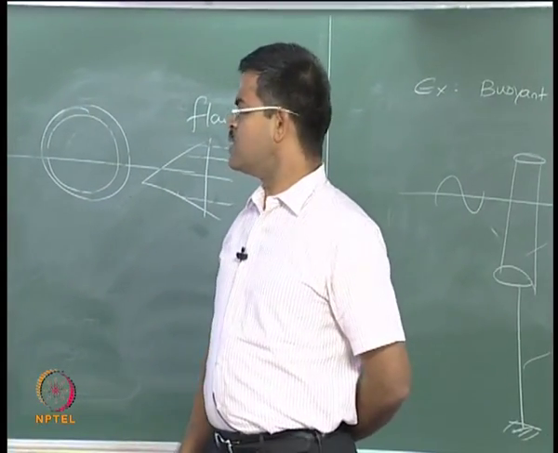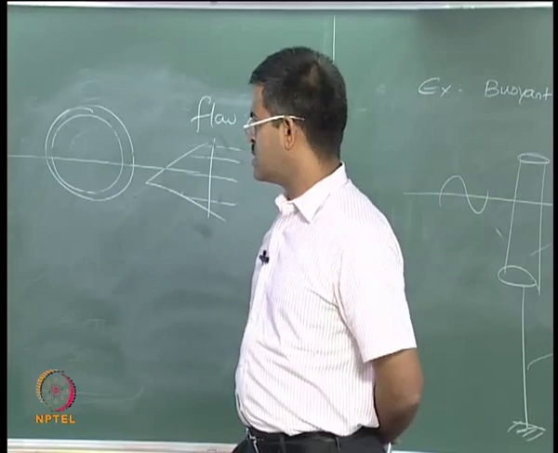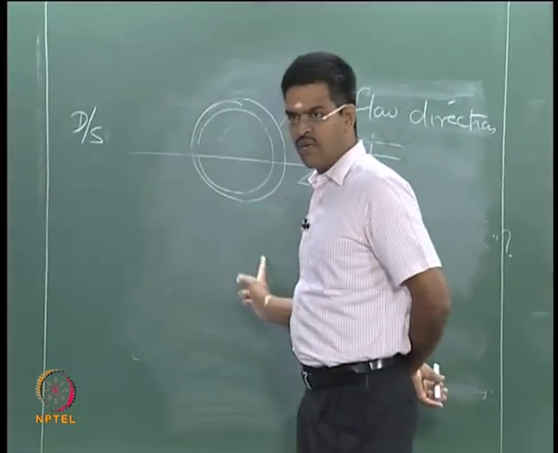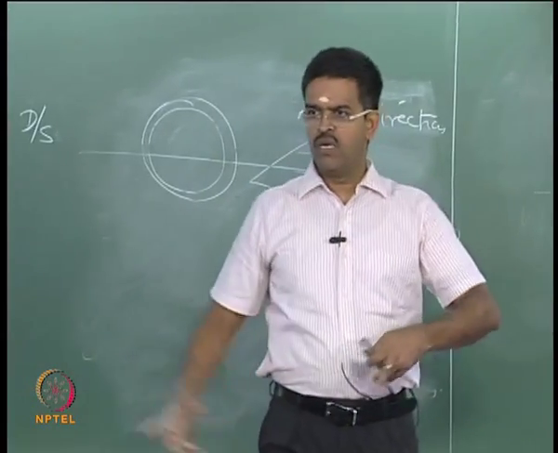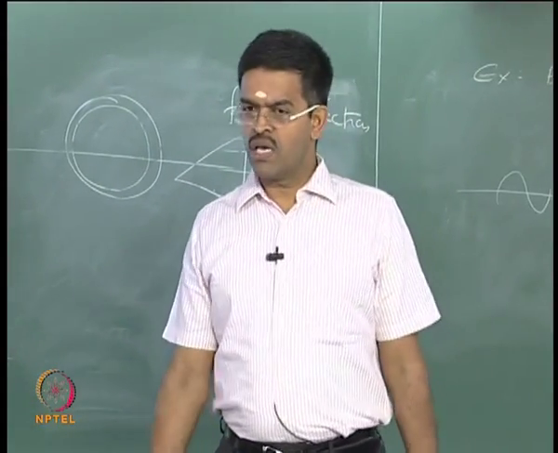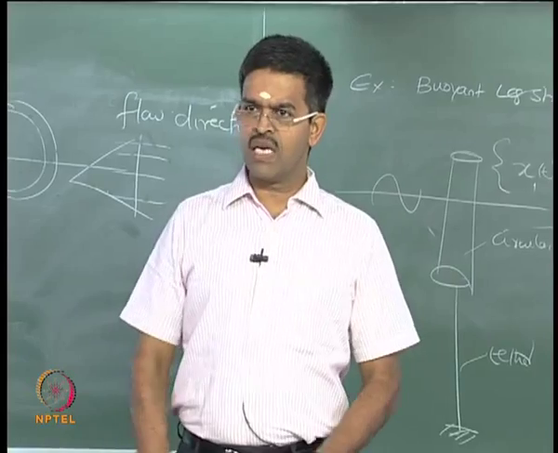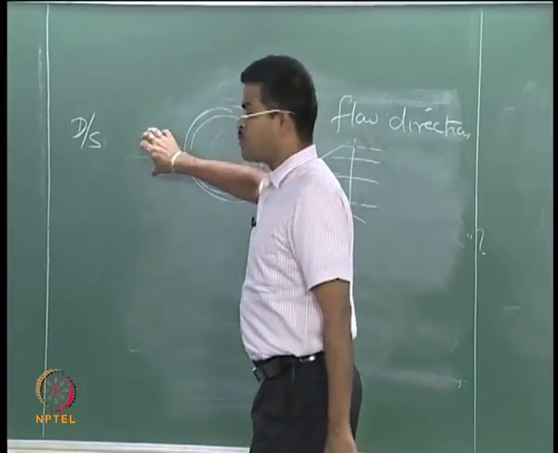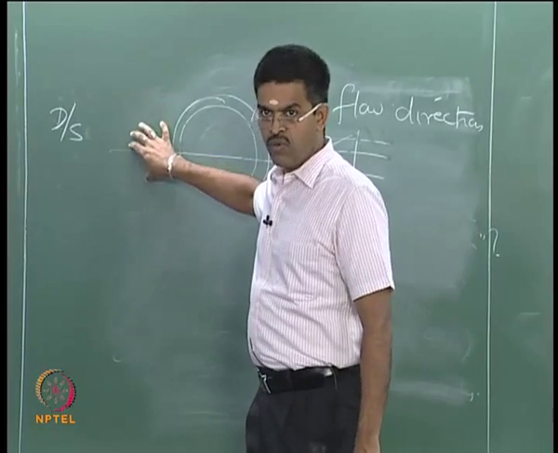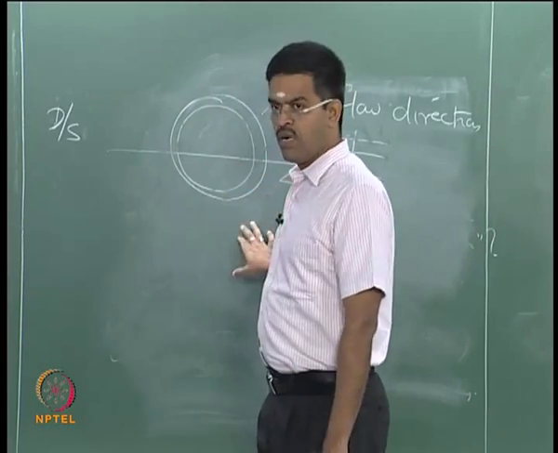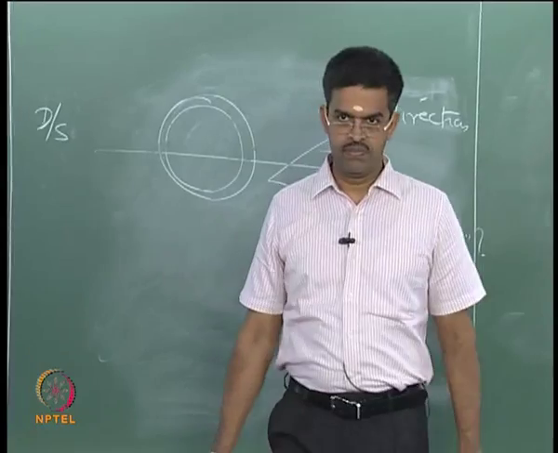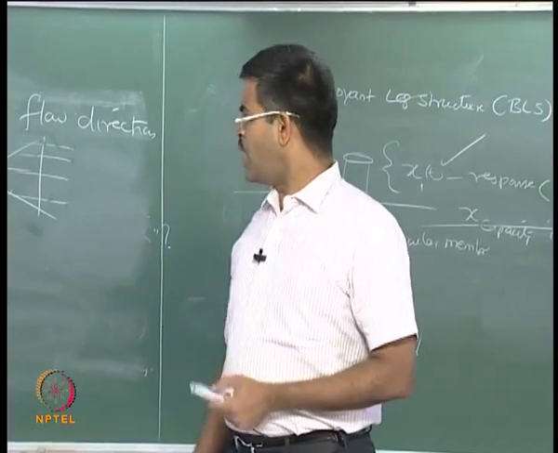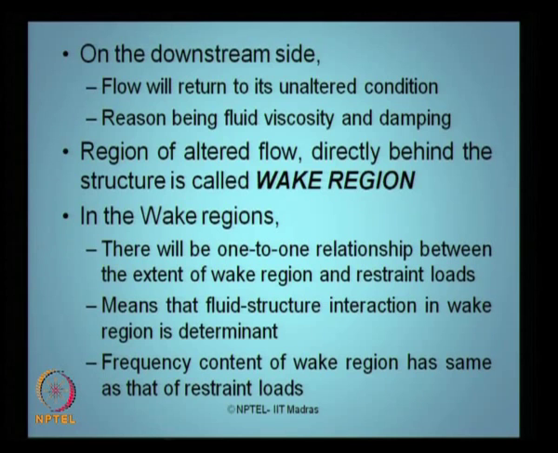So the frequency content of the wake region is the same as that of the restraint loads. If the restraint loads have a frequency band, for example from 15 to 25 hertz, the wake region will develop frequencies in exactly the same range. It means the wake region is actually a response reflection of the disturbance caused by the member on the fluid flow, on the downstream side. Now the wake region alters the fluid flow significantly. Let us see how it does that.